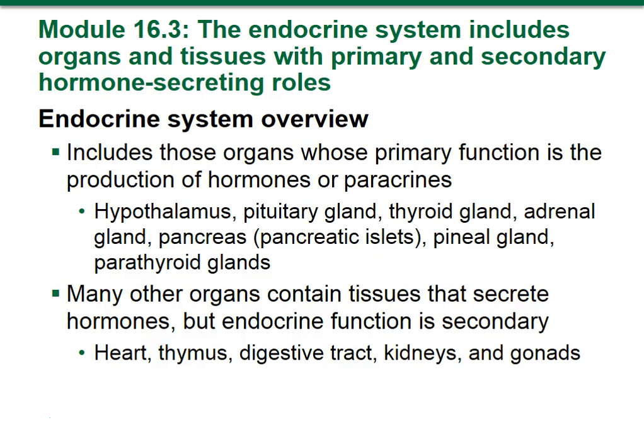Remember last time I told you that potentially we could say almost any organ is a part of the endocrine system because secondarily a lot of organs do produce hormones, and we'll get into that. But here's the ones we consider that are primarily endocrine organs: hypothalamus, pituitary gland, thyroid gland, adrenal gland, pancreas, pineal gland, parathyroid glands. And a lot of other organs have tissues, as I said, that do secrete hormones. But the endocrine function is secondary in some of those.